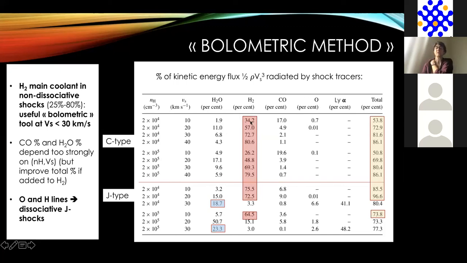And you can quickly see that H2 is really the dominant coolant for the low shock, for all of the C-shocks, the slow C-shocks, and also for the slow J-shocks. Until you start to dissociate, it's the dominant coolant. There is a variation of this percentage from, let's say, 25 to 80%, but okay, it's a factor of 3.